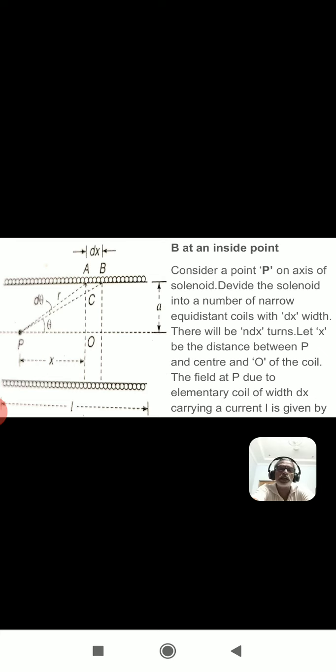Let x be the distance between P and the center. So the field at P due to an elementary coil, whose width is dx, carrying a current I, is given by dB is equal to mu naught N I a square, that is from the equation that we already derived, mu naught N I a square by 2 into a square plus x square whole power 3 by 2. Here capital N is equal to the total number of turns in the coil. Here the number of turns is equal to n dx.